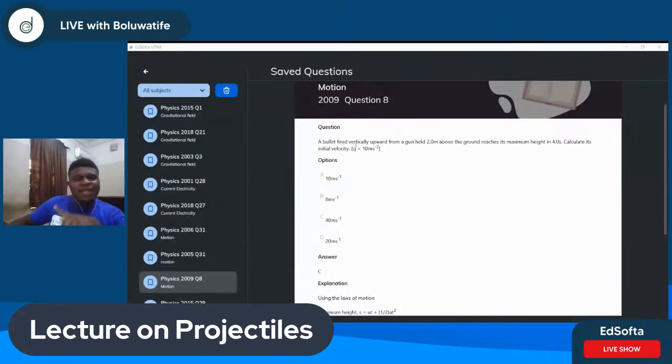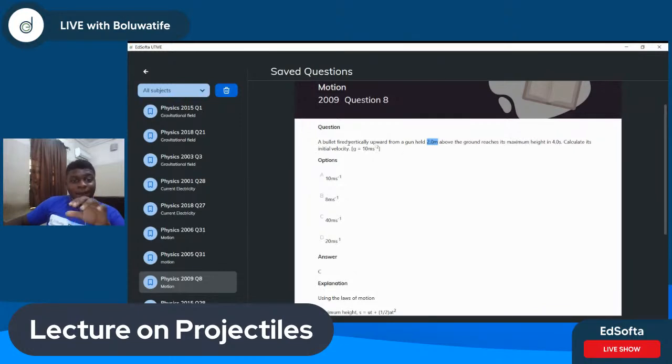Okay, so now it says a bullet fired vertically upward from a gun held 2 meters above the ground reaches its maximum height in 4 seconds. What I'm getting from that statement is that we don't know the maximum height actually. This height here was given to make us lose sight of the question, which actually worked for a while.